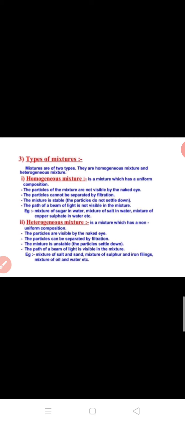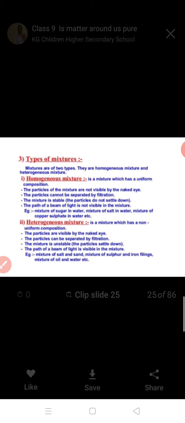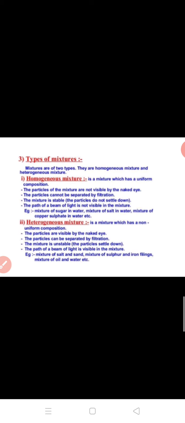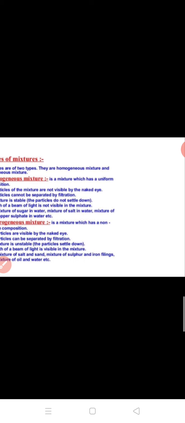Then a heterogeneous mixture is a mixture which has a non-uniform composition. The particles are visible by the naked eye and can be separated by filtration. The mixture is unstable, that is, the particles can settle down, as you have seen in the experiment we did in the previous class with chalk powder. In a heterogeneous mixture, the path of the beam of light is visible in the mixture. Some examples are given here: a mixture of salt and sand, sulfur and iron filings, oil and water, etc. And you were asked to give more examples of homogeneous and heterogeneous mixtures.